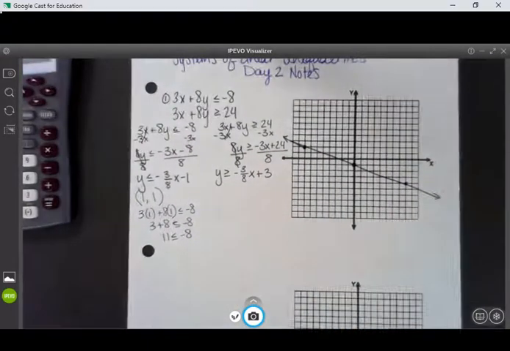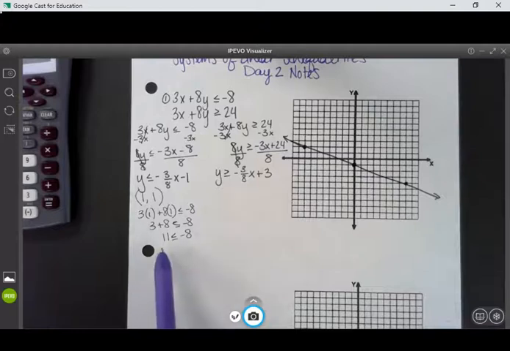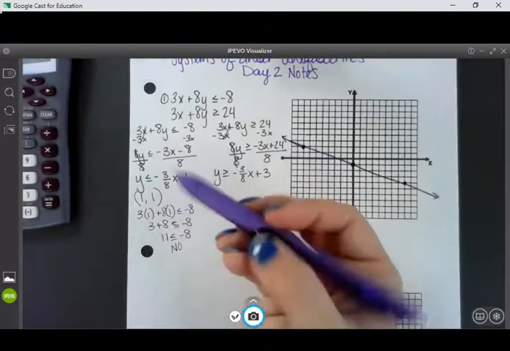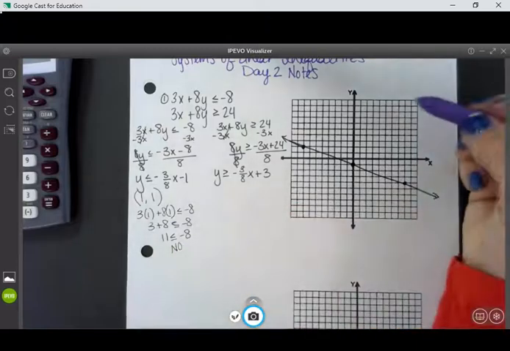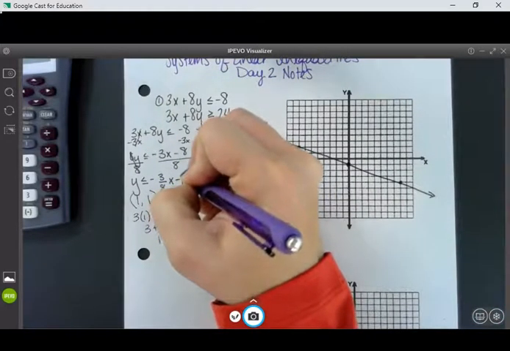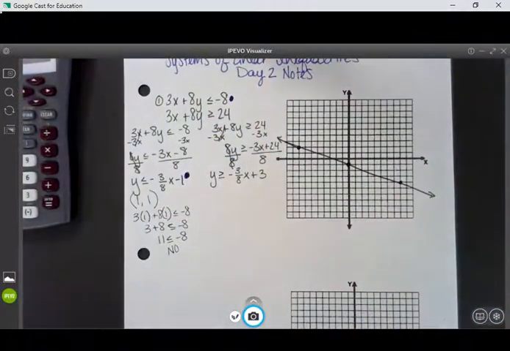At this point, you also have to state yes or no. I need to be able to tell whether you have decided if this is a solution or not a solution. So 11 is less than or equal to negative 8. That is not true. So I have stated that it is no. I don't know if you could tell, but I'm writing in purple. I did my math in purple. If you don't do your math in that color, that's fine, but indicate which one you're coloring or shading in with which color. Okay, so that is a no.